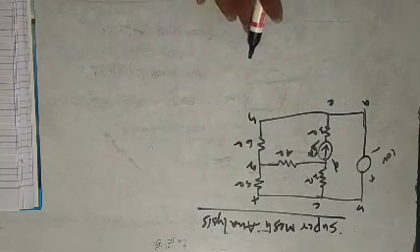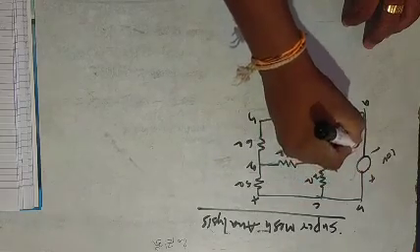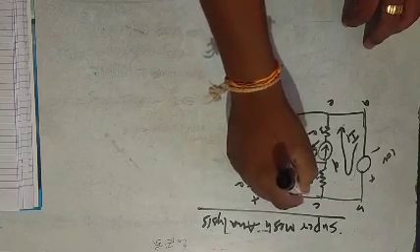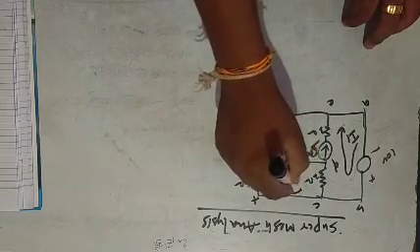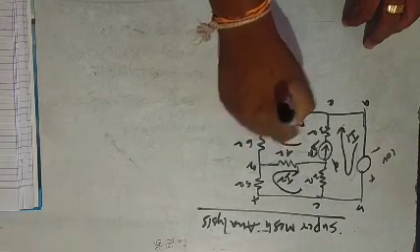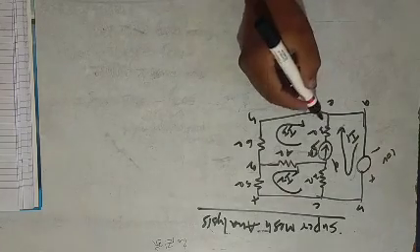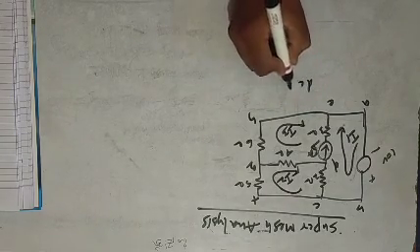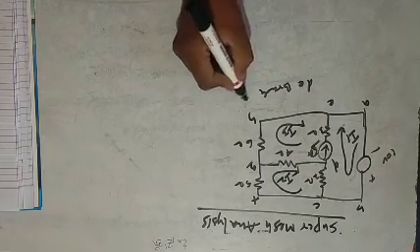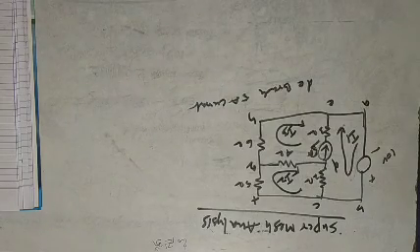Whenever there is a supermesh, here there are supposed to be 3 loops. This is mesh 1 with current I1, mesh 2 with current I2, and this is mesh 3 with current I3. Since in between the D and E branch, there is a 5 ampere current source.